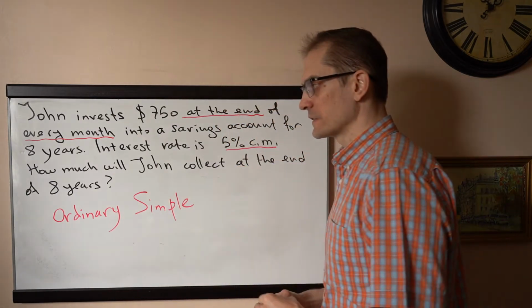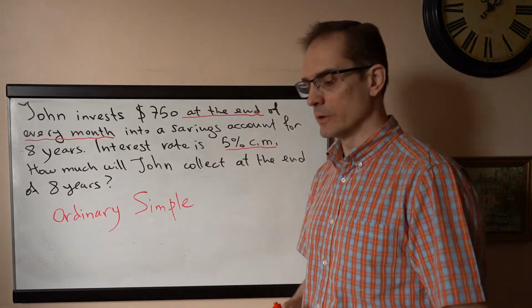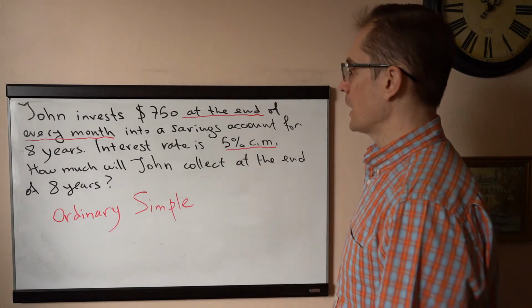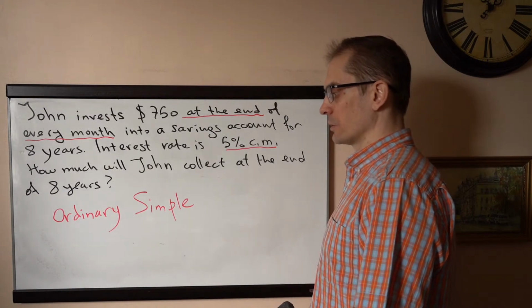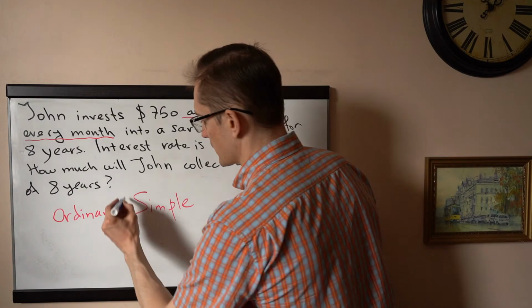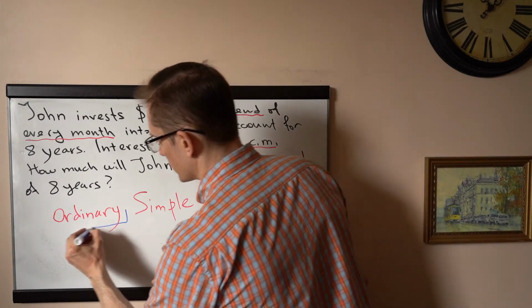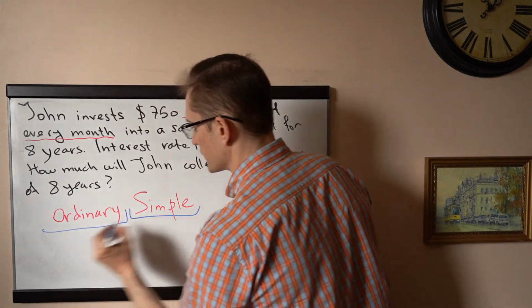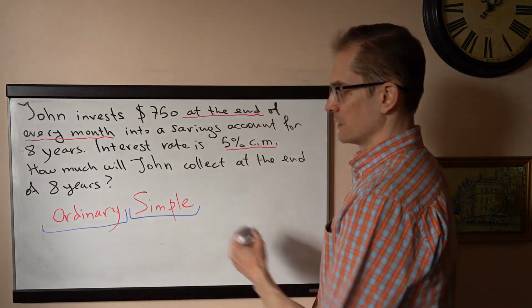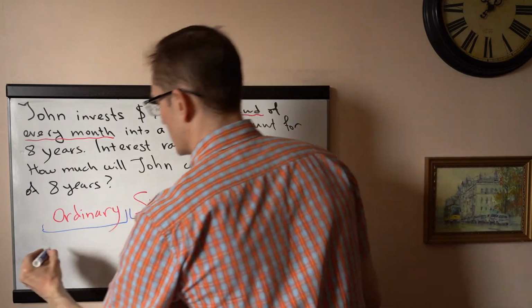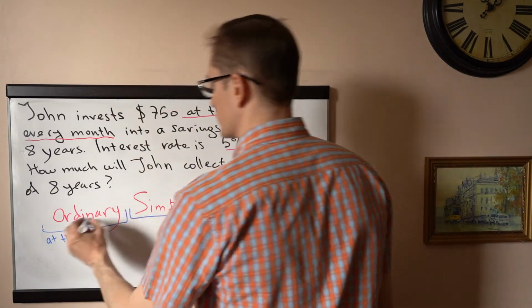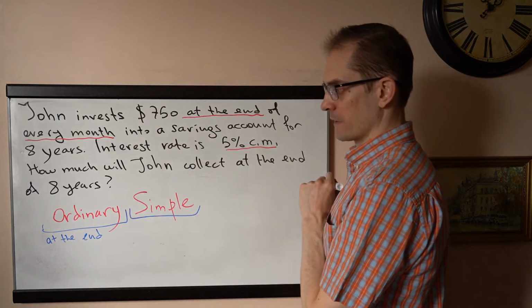Okay, so this is how you would analyze the type of annuity. It's an ordinary simple annuity. Just as a reminder, going back to our first example, why did we decide it's ordinary? Because the payment is at the end of every month.